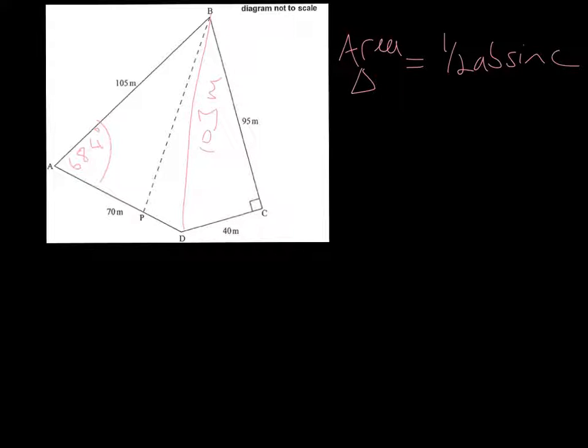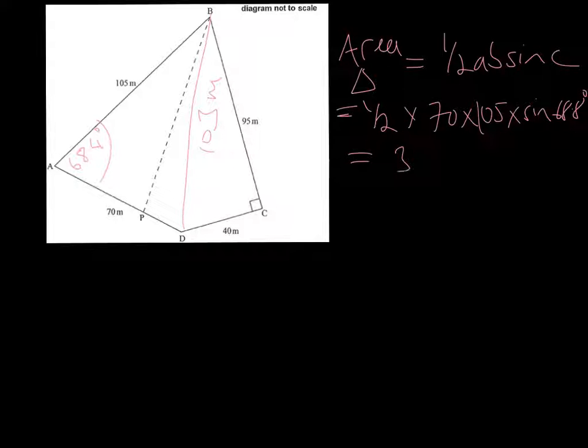So in this instance then, we are going to say that the area is equal to half times a, which we'll say is 70, times b, which is 105, times sine C, which is the angle that we just worked out in part B, which is 68.8 degrees. And that will give you an answer of 3,426 meters squared.